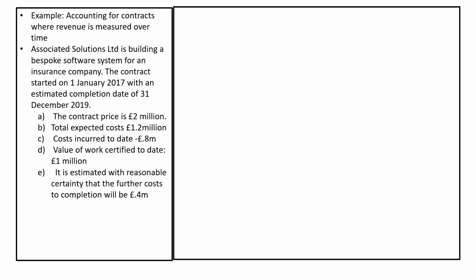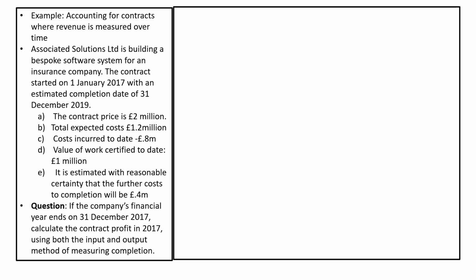It is estimated with reasonable certainty that further cost to completion will be $0.4 million. So if you add the $0.4 million to the cost incurred to date, you get $1.2 million. So effectively, they are within budget.